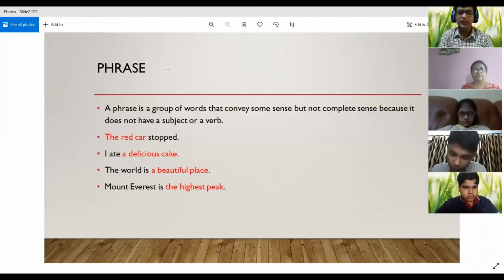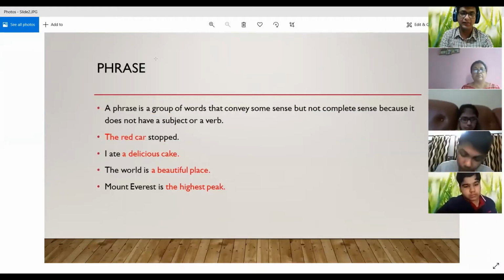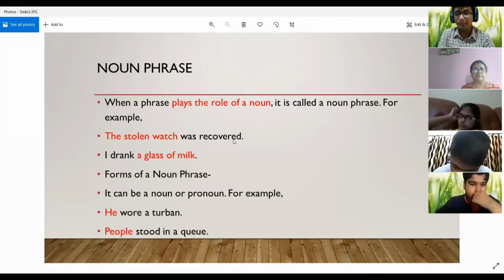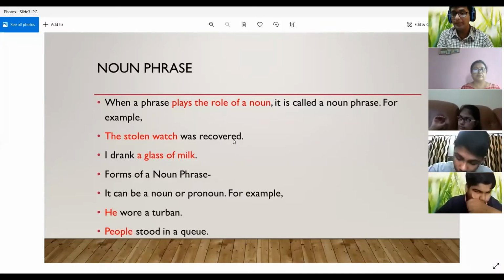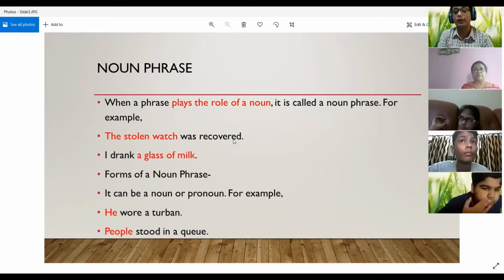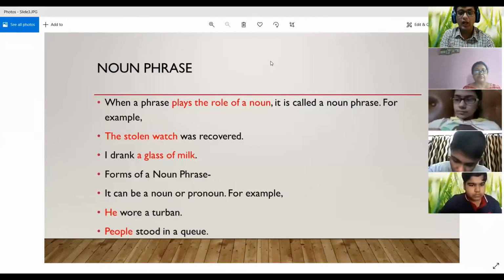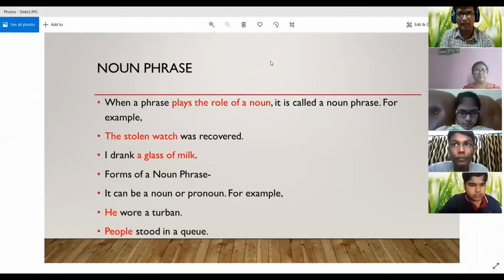Now we will see how many types of phrases are there. So first of all, we are going to start with noun phrase. When a phrase plays the role of a noun, it is called a noun phrase. So basically, when a group of words start playing the role of a noun, the role that a noun plays, they are called a noun phrase. Okay, now we will find out how they are playing the role of a noun.